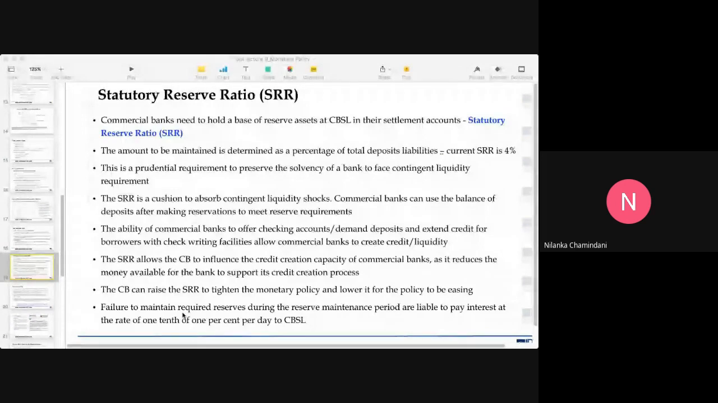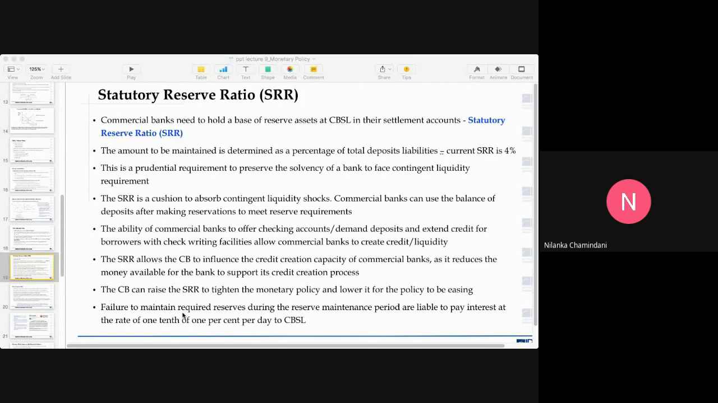That's how the commercial bank can create credit or liquidity other than the currency or money issued by the central bank or injected by the central bank into the system. The commercial bank can add bank money. Checks are also considered a highly liquid asset. Okay, so that is the possibility for the commercial bank to create credit. So the important aspect of the SRR now is that the SRR allows the central bank to influence the credit creation capacity of the commercial banks. Because why?